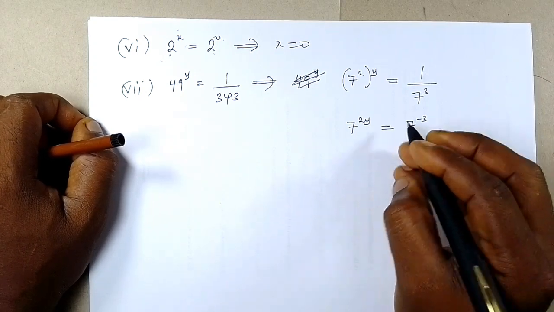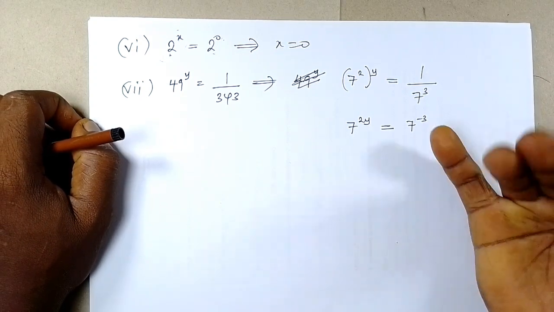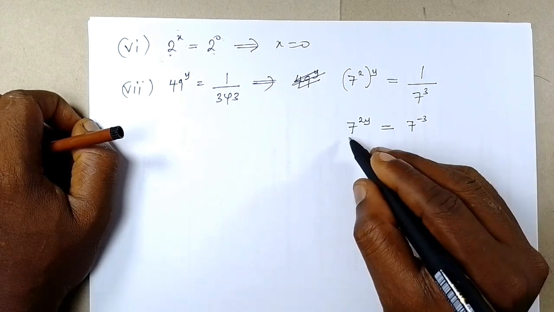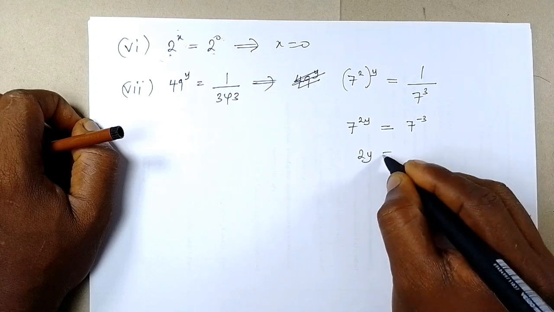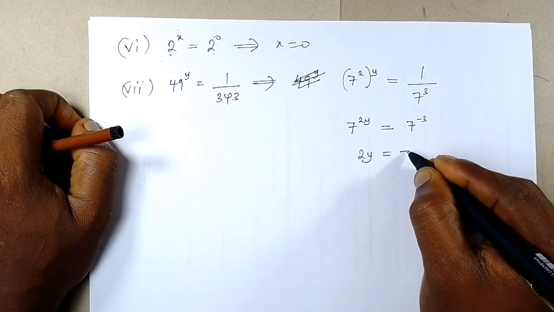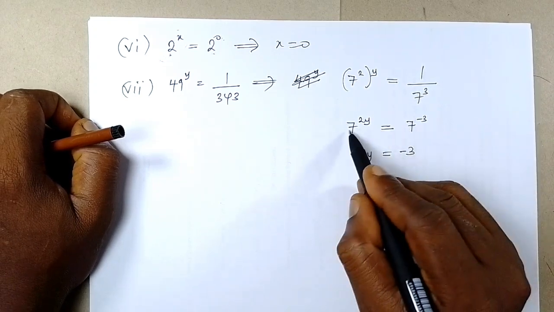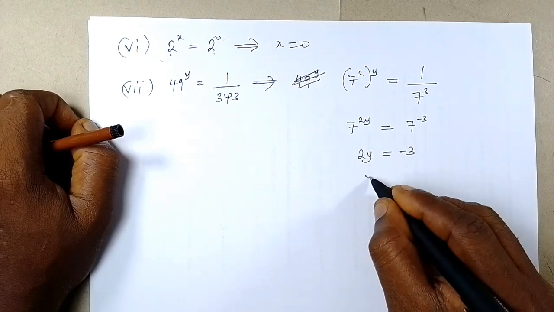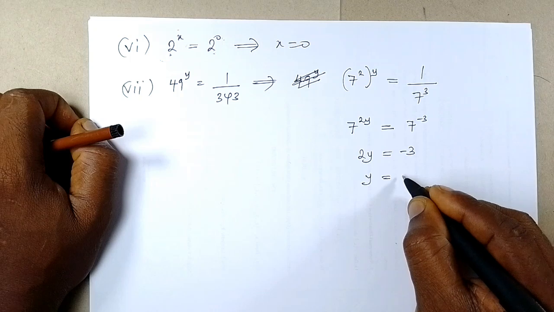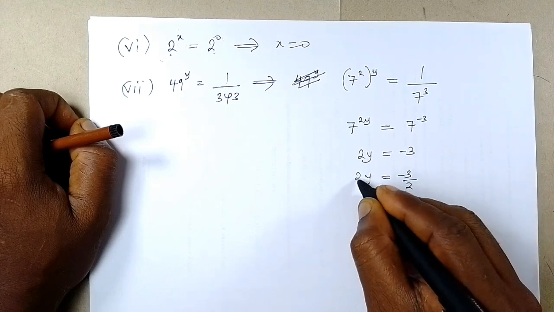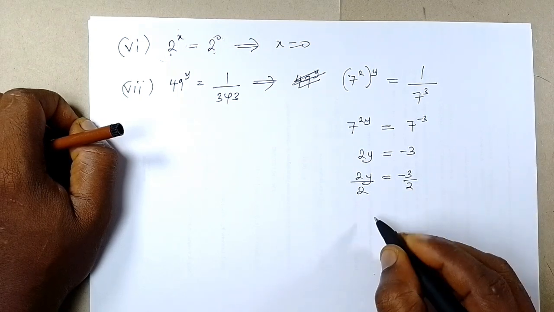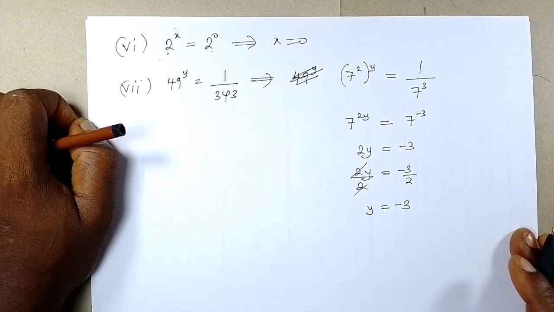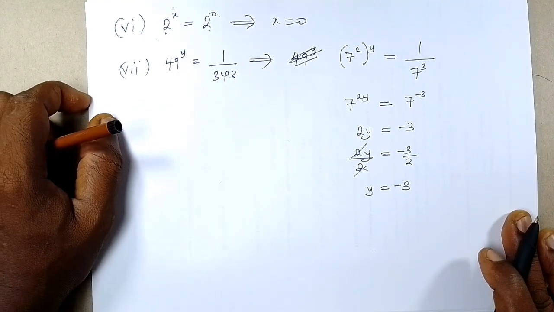So what I'm going to do next is, since I have satisfied that law for solving index equations, both sides are of the same base, 7 and 7, then it means that their powers are equal. 2y will be equal to minus 3. Remember, if both sides can be reduced to the same base in an index equation, then the powers are the same. So y will be equal to minus 3 over 2 if you divide both sides by 2. So it is that simple to solve that index equation.